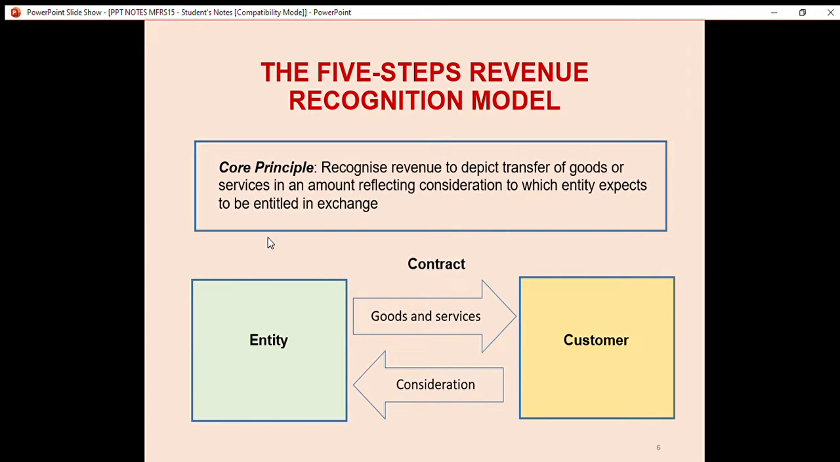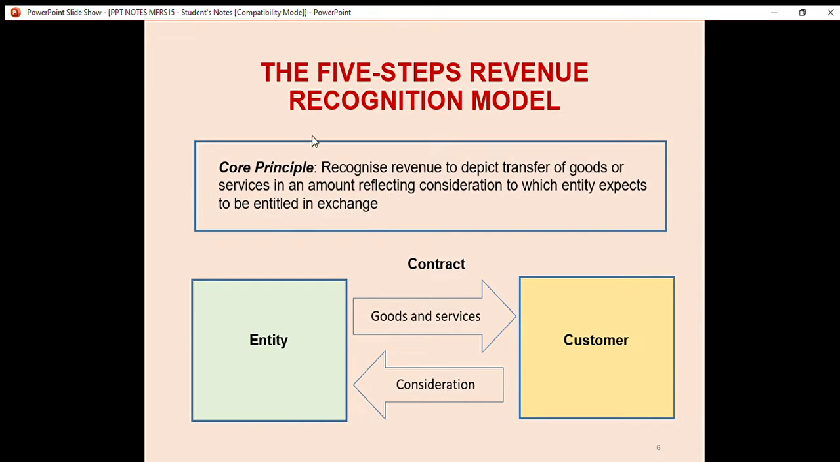So this is about the core principle for revenue recognition. According to the core principle of revenue recognition, revenue is recognized in order to depict transfer of goods or services in an amount reflecting consideration to which the entity expects to be entitled in exchange.